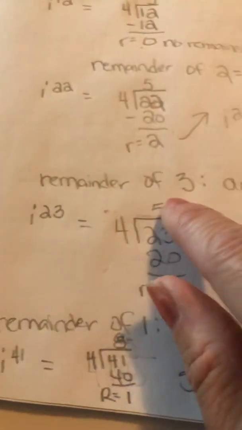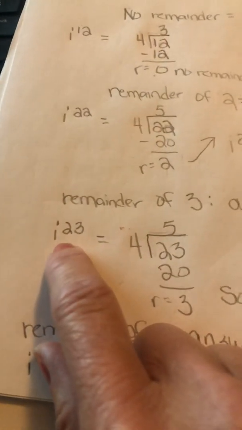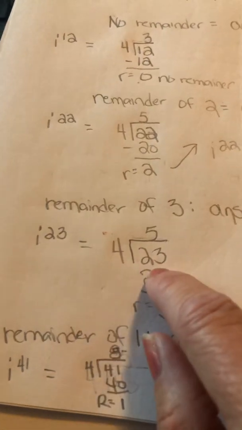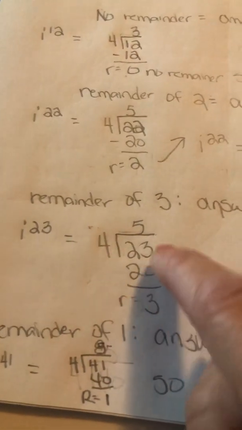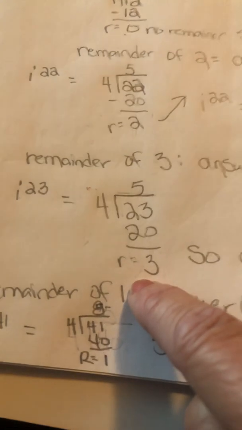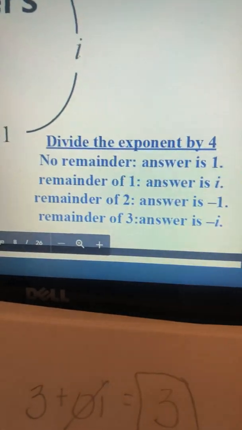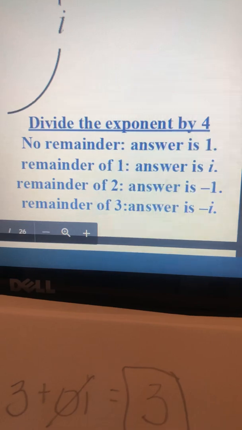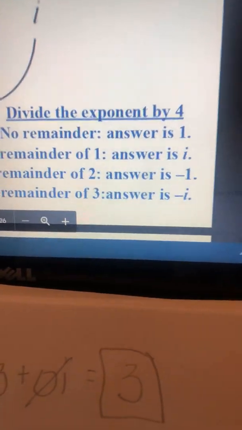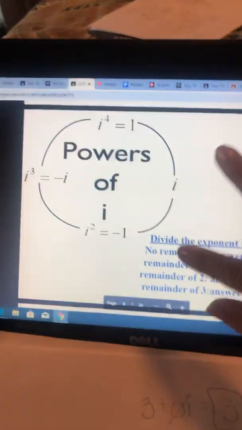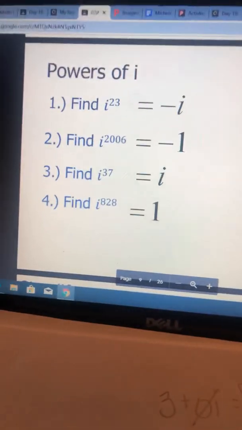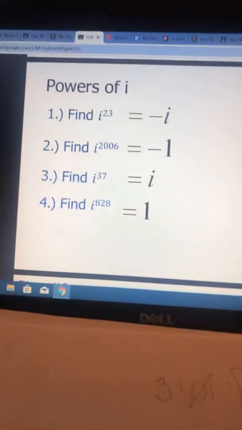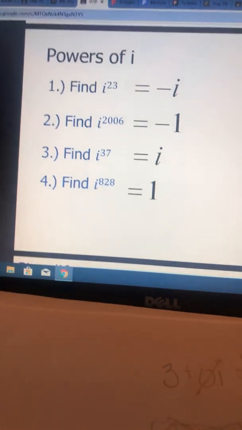And finally, with a remainder of 3, the answer is -i. So let's take a look at i to the 23rd power. 4 divided into 23. 4 times 5 is 20. 23 minus 20, we have a remainder of 3. So, a remainder of 3 means i to the third power, which equals -i. So, our answer is going to be -i. So that is how it works.